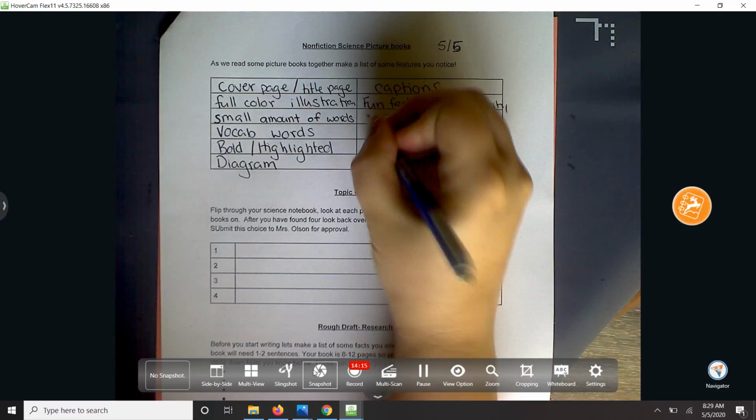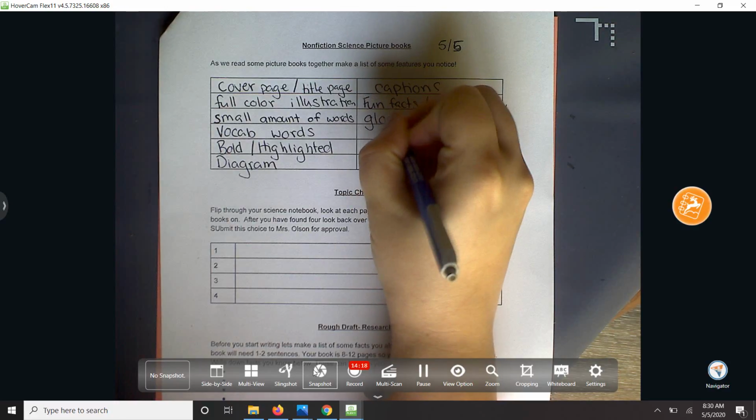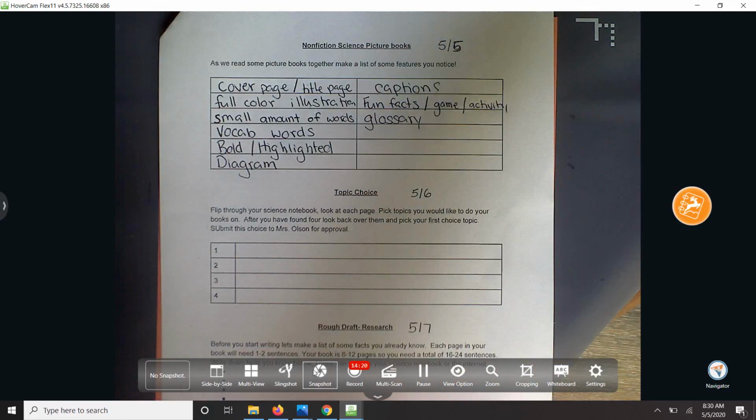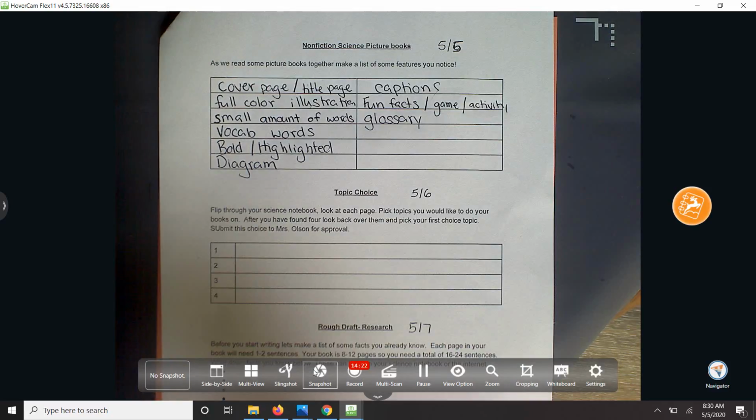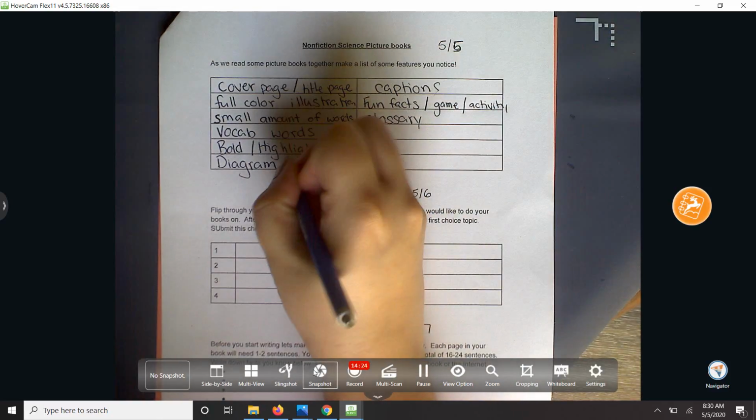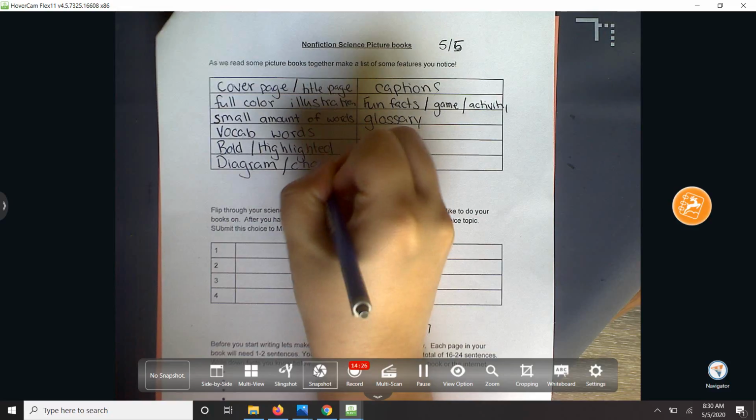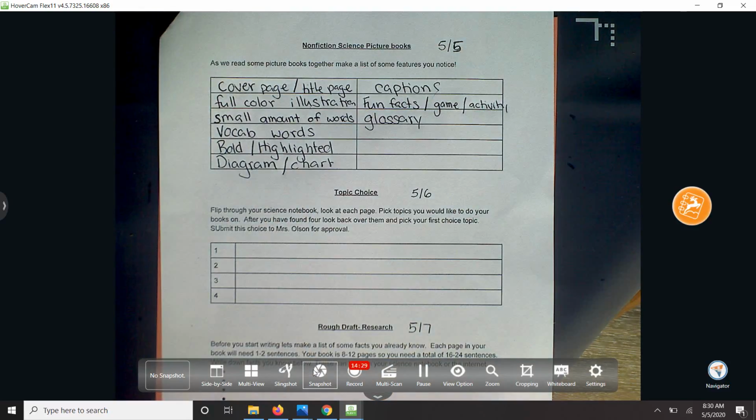Okay? So, a couple things. You might put a glossary. And you could pick some other things from these books that you liked as well. So maybe you're going to have diagram over here. I'm going to add chart. Stuff like that.